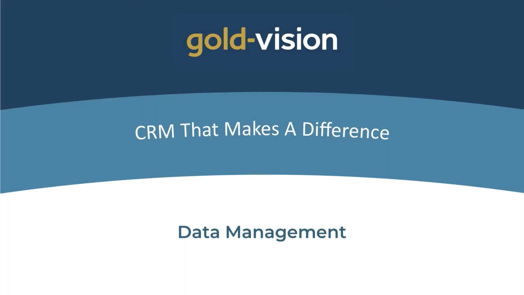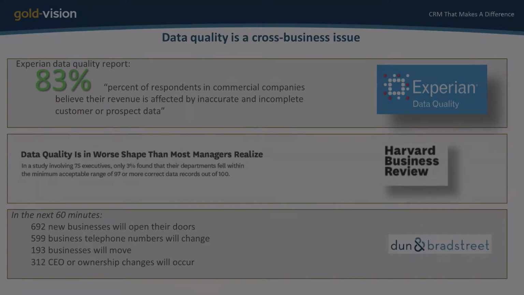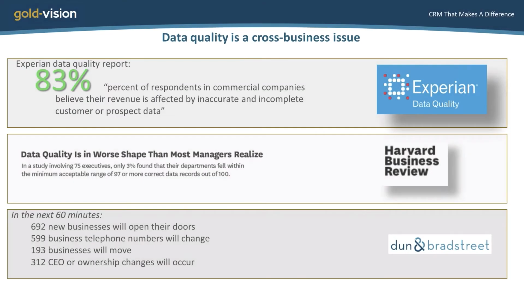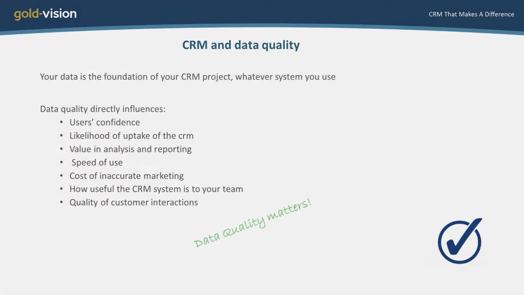Hello, welcome to this webinar, which is about data management in the context of CRM. In CRM, data is everything, and the quality of that data is really important. Experian, a data specialist, report that revenue is affected by poor quality data. Harvard Business Review reported that data is frequently inaccurate, and Dun & Bradstreet illustrate just how much data changes naturally. The effect of data quality on CRM is wide-ranging.